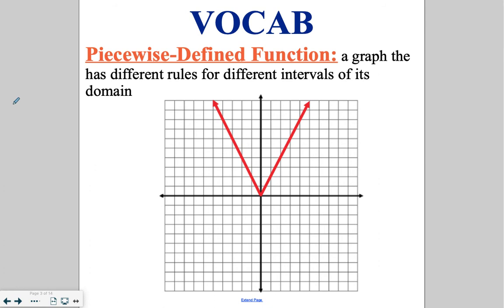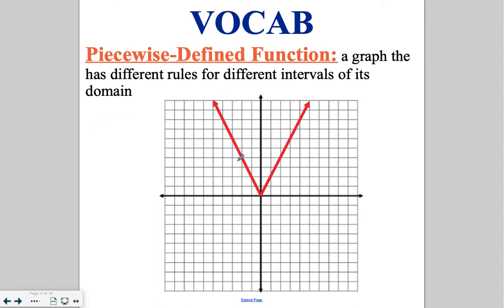So a piecewise-defined function is a graph that has different rules for different intervals of the domain. What it's basically saying is we can piece together different sections of the graph to have an entire graph all together. We were looking at absolute value functions, so you'll see that right here. But you'll notice with an absolute value function that it's coming down and then it takes a hard turn to go back up. So there's kind of two distinct portions of the graph.